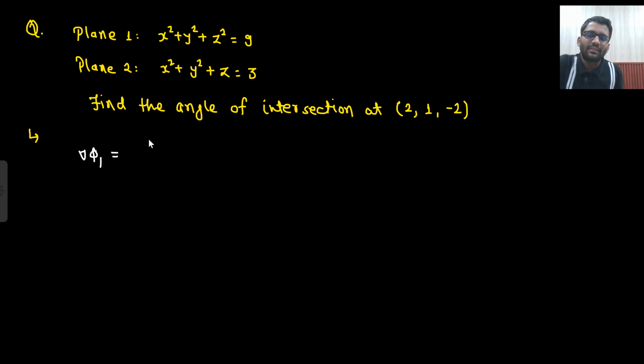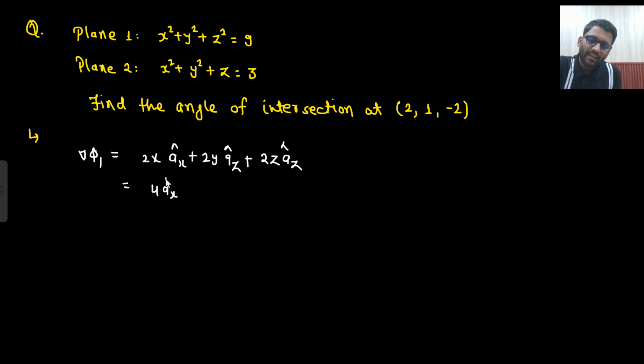So I am taking this side. What I'm going to get is 2x ax cap plus 2y ay cap plus 2z az cap. If I put in the values at this particular point, that would be 4 ax cap plus 2 ay cap minus 4 az cap.